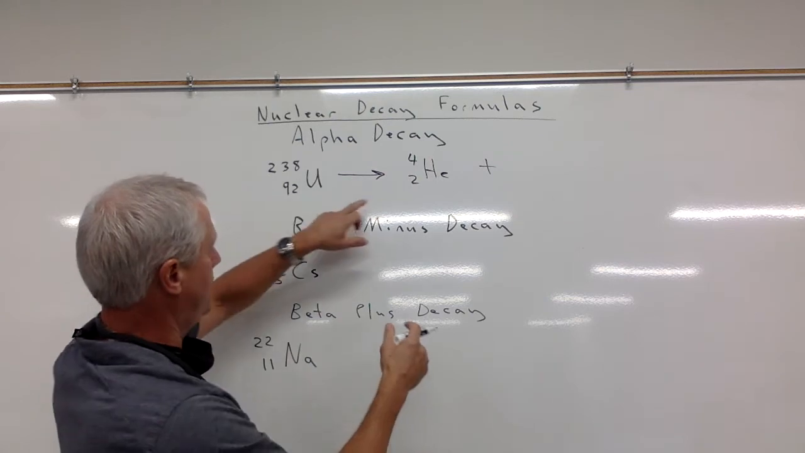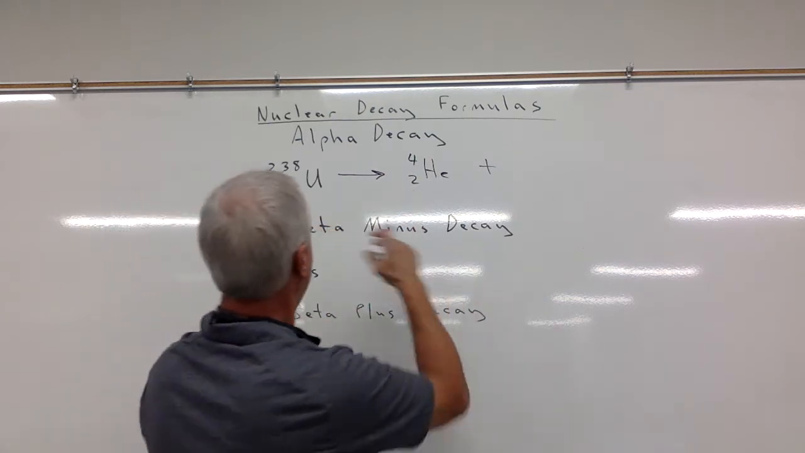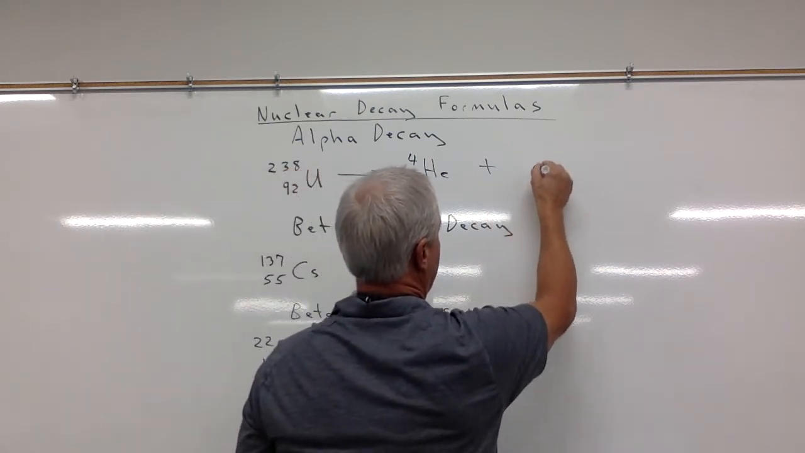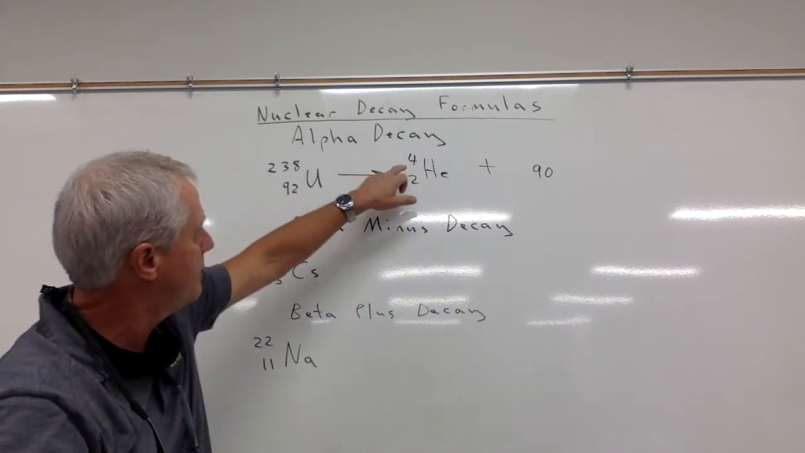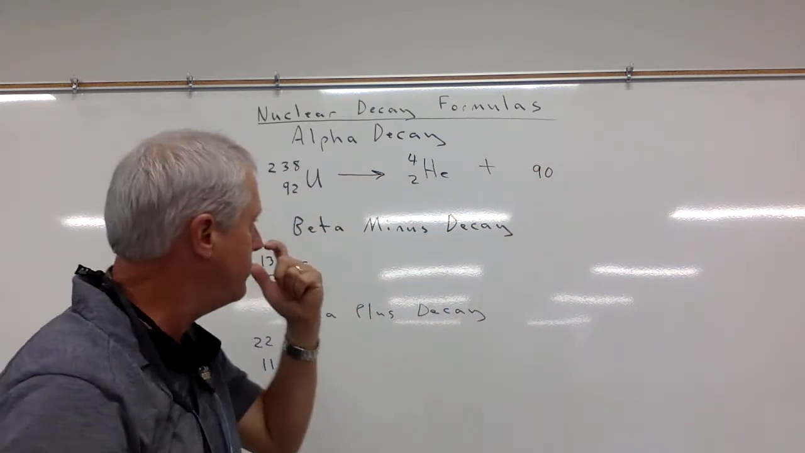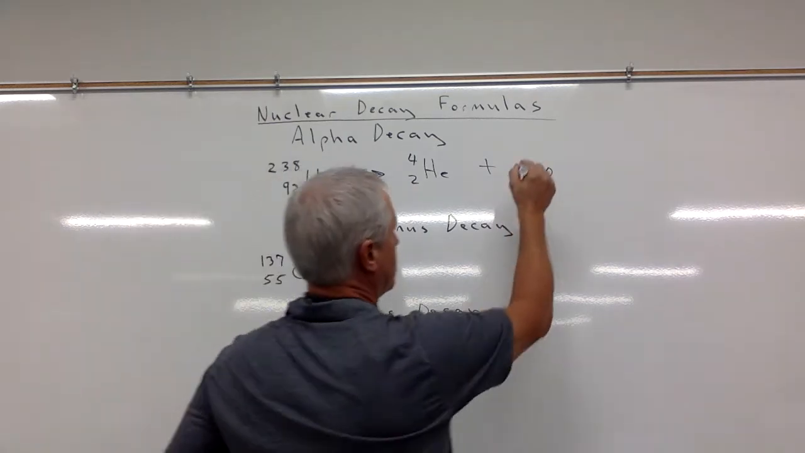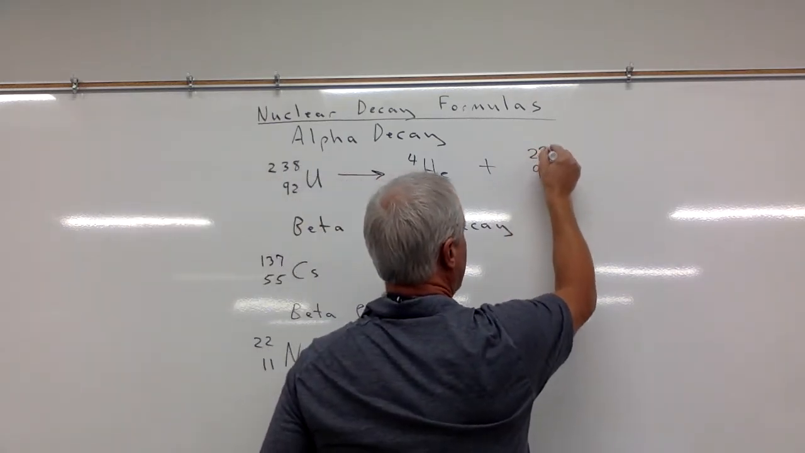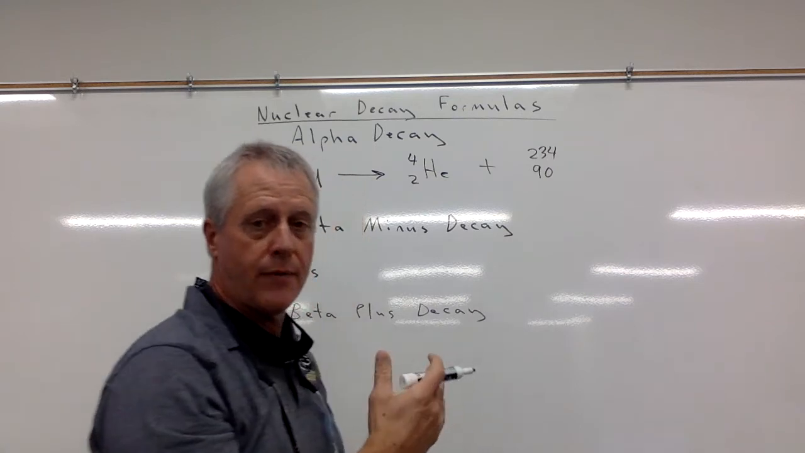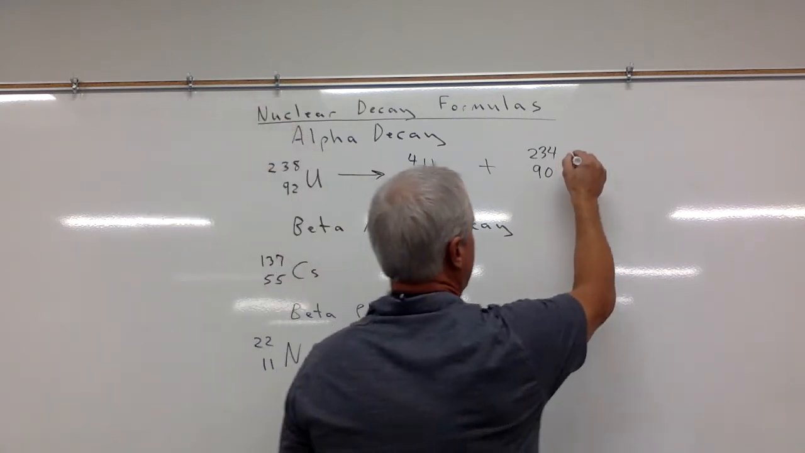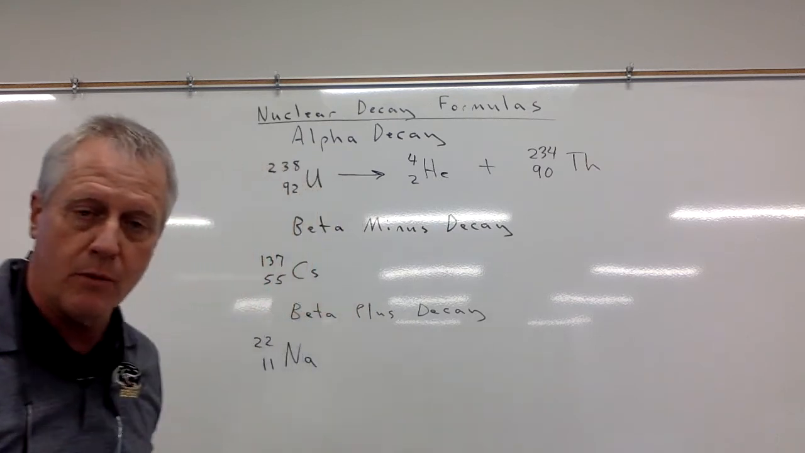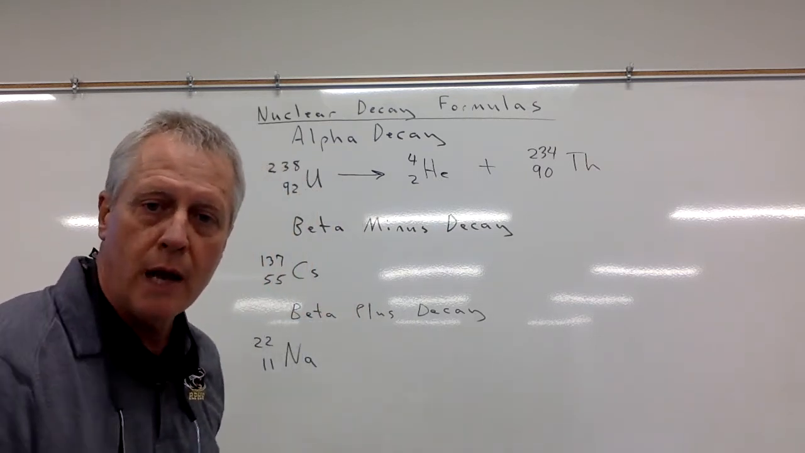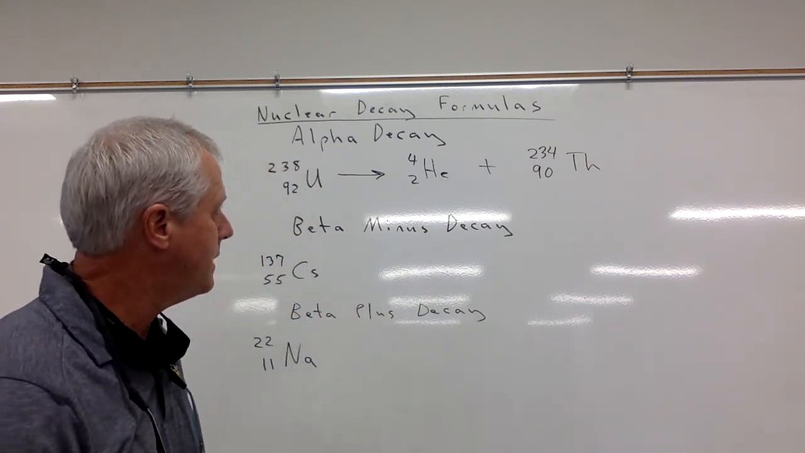So 92 reduces by 2, so we'd have 90. And then the atomic mass number reduces by 4 because of the 2 protons and the 2 neutrons. So that results in 234. So now we have a new element, and it turns out that's thorium. So what you have to do when you do these problems, you have to look up on the periodic table what is the new element that's formed. So that's how that's done.